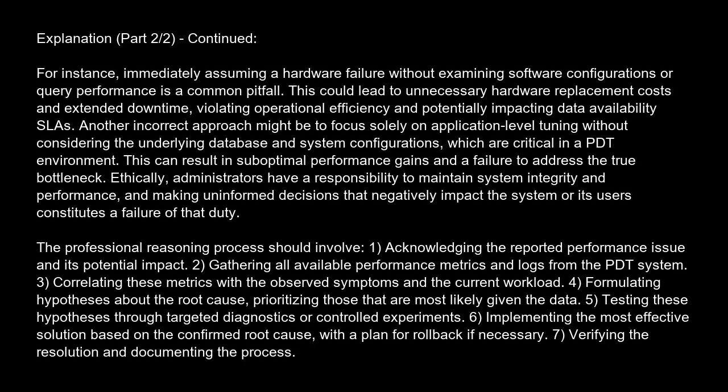The professional reasoning process should involve: 1. Acknowledging the reported performance issue and its potential impact. 2. Gathering all available performance metrics and logs from the PDT system. 3. Correlating these metrics with the observed symptoms in the current workload. 4. Formulating hypotheses about the root cause, prioritizing those that are most likely given the data. 5. Testing these hypotheses through targeted diagnostics or controlled experiments. 6. Implementing the most effective solution based on the confirmed root cause, with a plan for rollback if necessary. 7. Verifying the resolution and documenting the process.